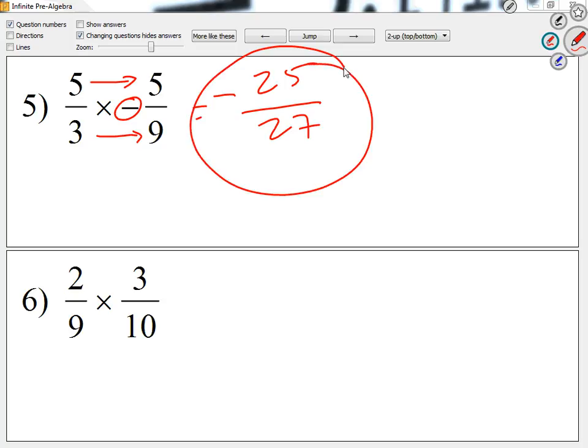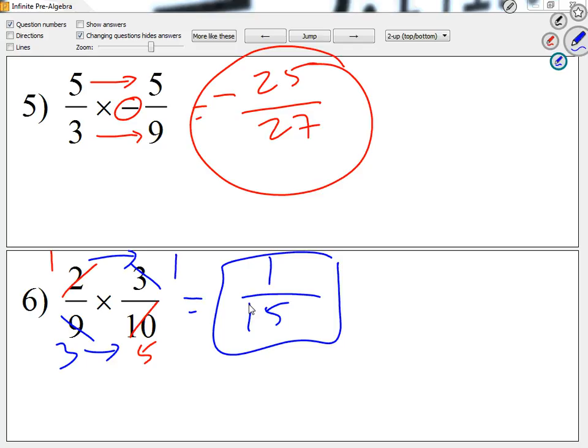Looking at question number 6, let me simplify first. 2 and 10, let me divide each by 2. The 3 and the 9, let me divide each by 3. I'm going to be able to multiply straight across. 1 times 1 is 1. 3 times 5 is 15. Bigger numbers at the bottom, so I'm good.